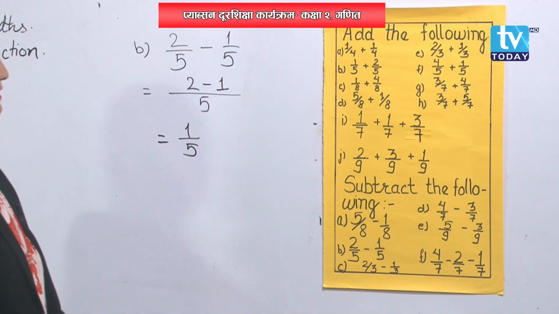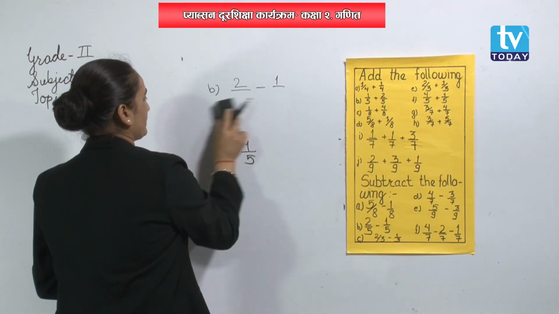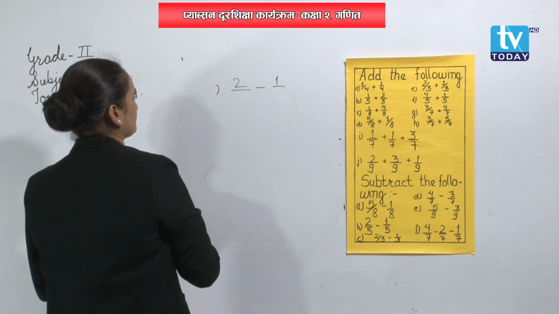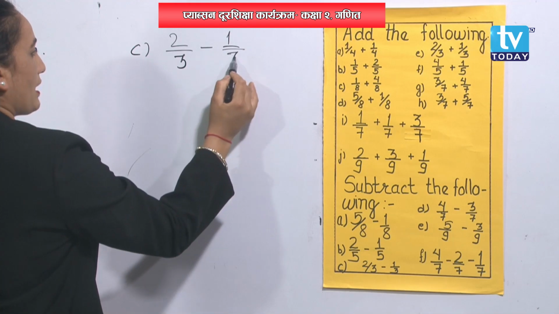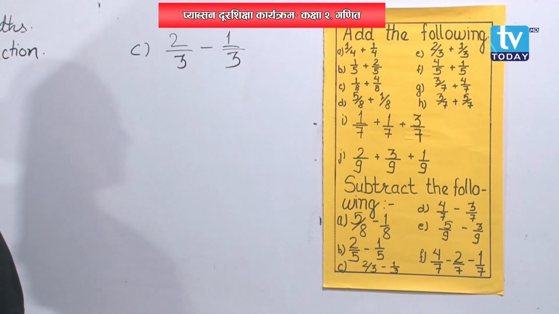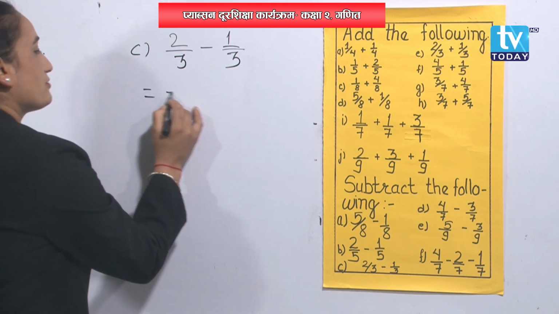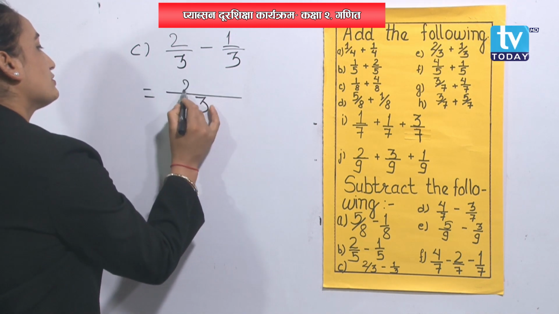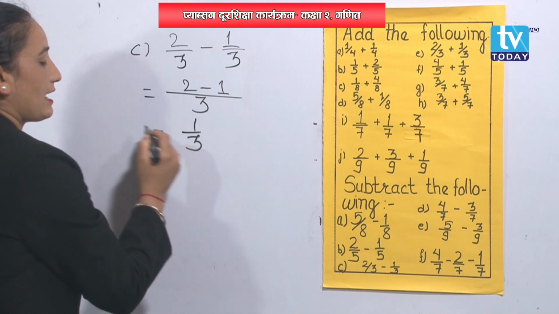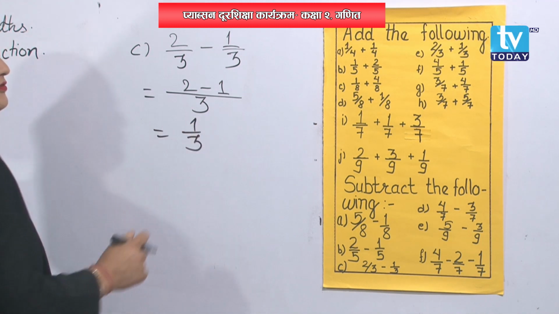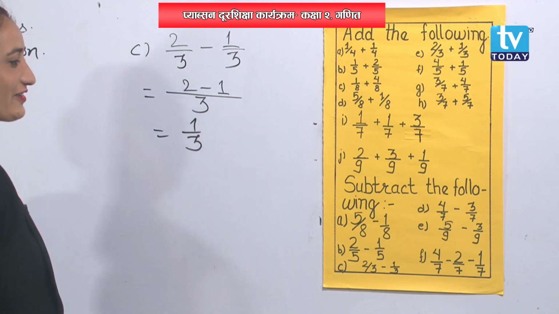Okay, now the third question, C. 2/3 minus 1/3. Can we solve the problem? Okay, please write down 2 minus 1, again 1/3 is the answer. So, can you write it? Yes, you are faster, right? So, you can write it.